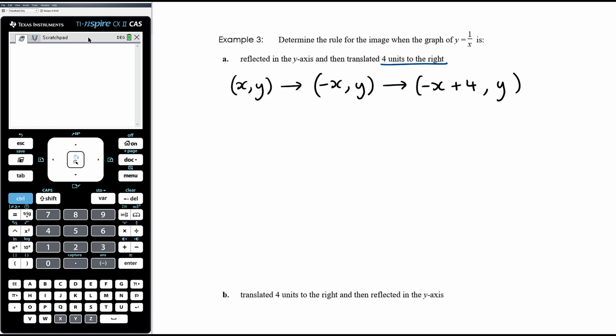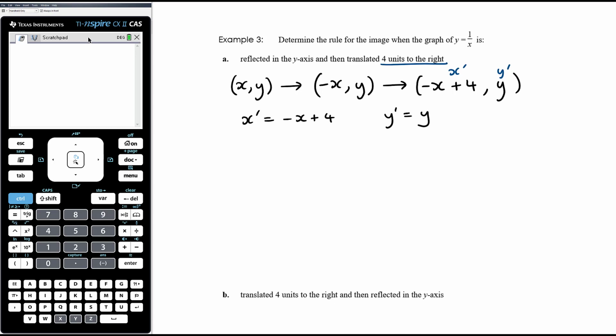and this is where we end up. So now our process is the same. This is the image of x, this is the image of y. That gives us two little equations. x dash equals negative x plus 4 and y dash equals y. But then we want to be able to apply these transformations to this rule up here, and so we want to make x and y the subject.